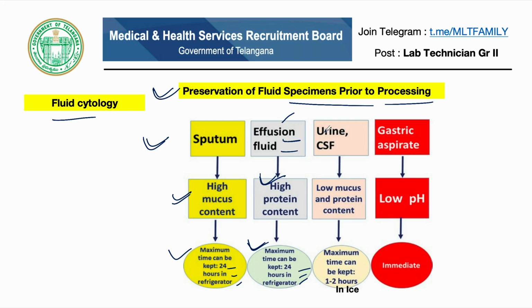Urine and CSF have low mucus content and low protein content, because these are watery. So the maximum time they can be kept is 1 to 2 hours, usually at room temperature, or on ice. Gastric aspirate, which has low pH or acidic nature, we have to process immediately, or we can put it on ice for some time.